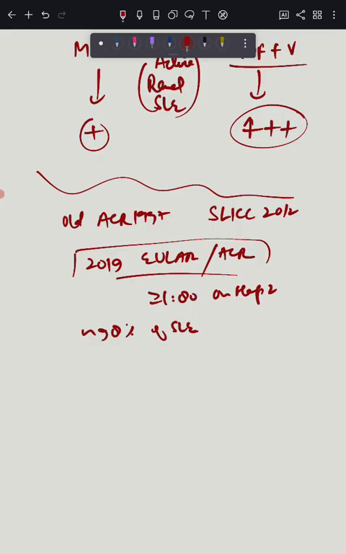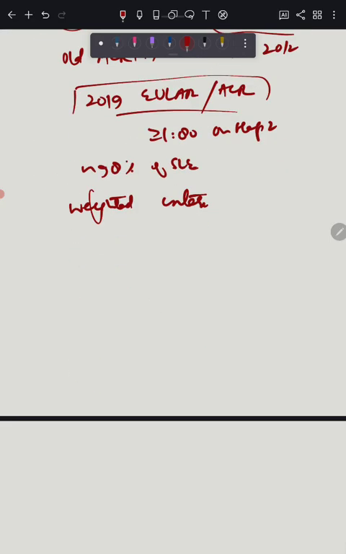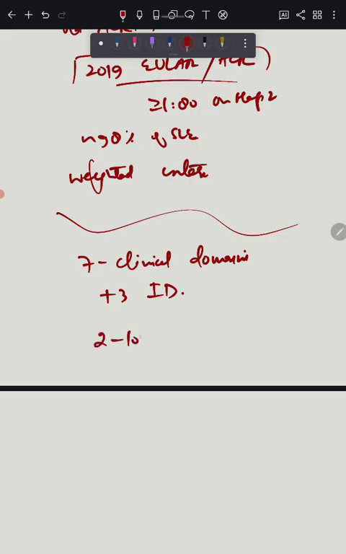So I mentioned weighted criteria. After ANA positivity, you check 7 clinical domains, plus you check 3 immunological domains, and each item has a weight of 2 to 10 points based on its strength of association with SLE. In the domains, only the highest weighted item in each domain counts.